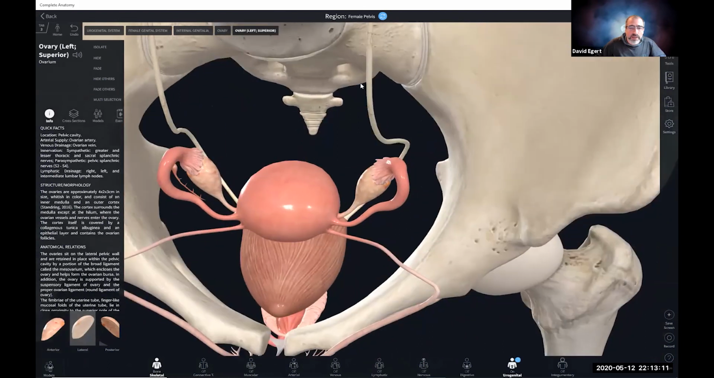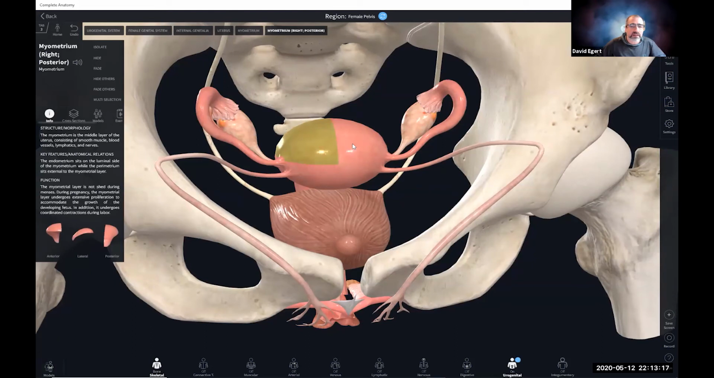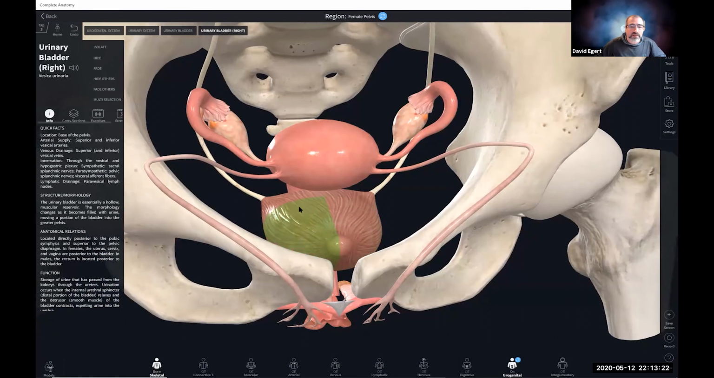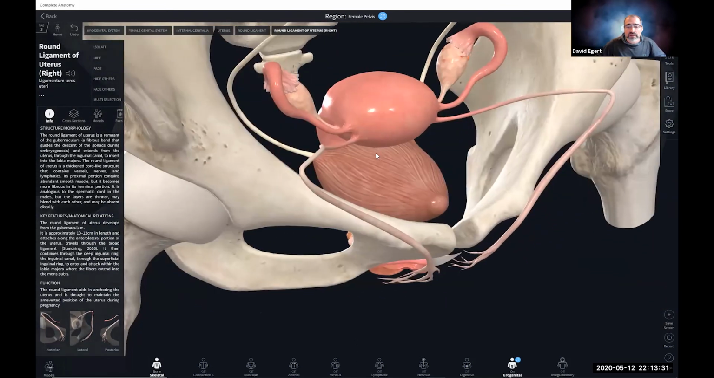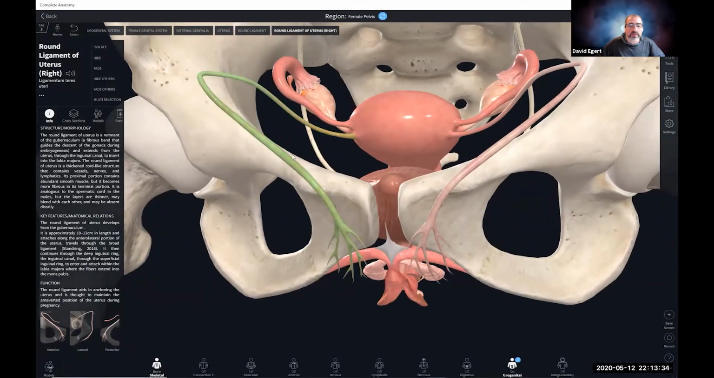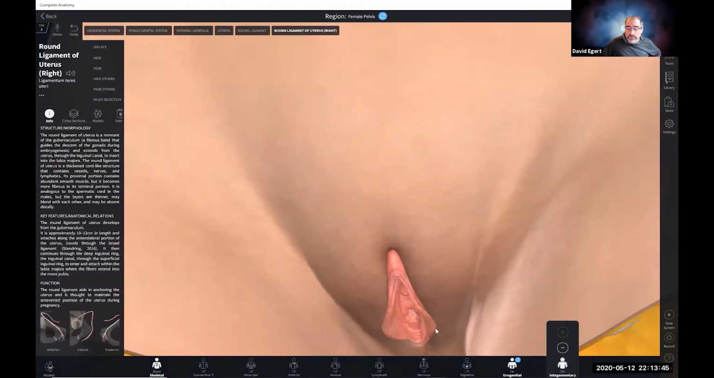So this is showing the uterus here. Here it's saying myometrium. Here's the bladder. These are the round ligaments. You can see it's coming off of the uterus here, and it's going down what would be the inguinal canal, and it's anchoring here in the labia majora, right? If we turn on the integumentary system, here's just the vulva. Here's the labia majora. So can we fade the skin?